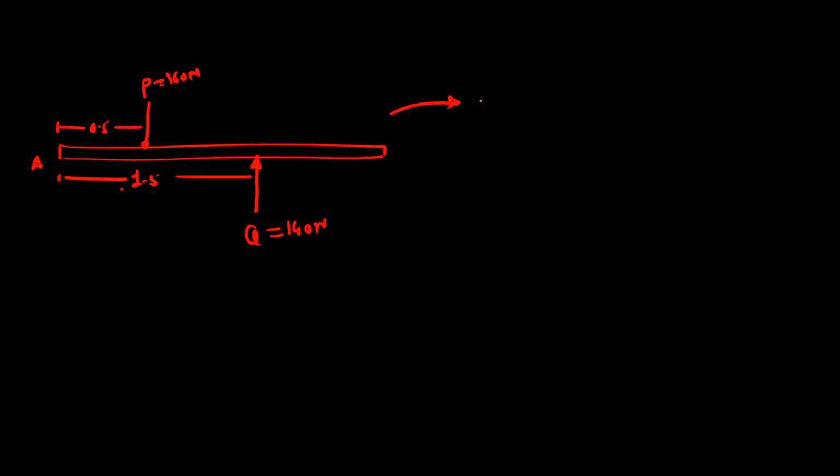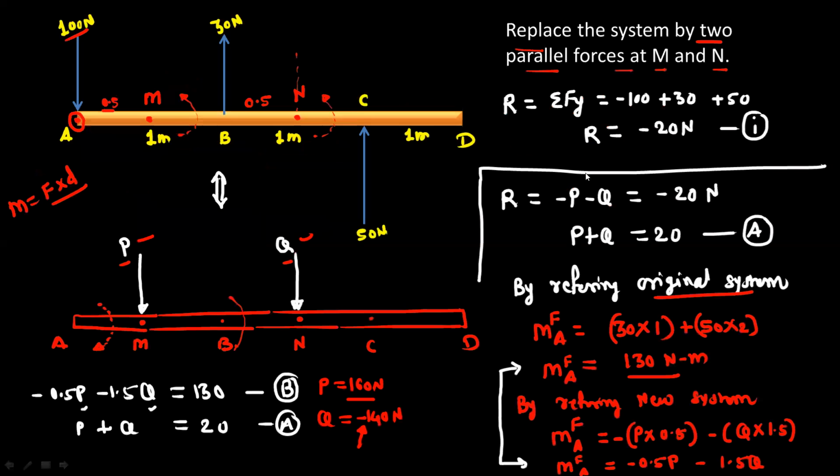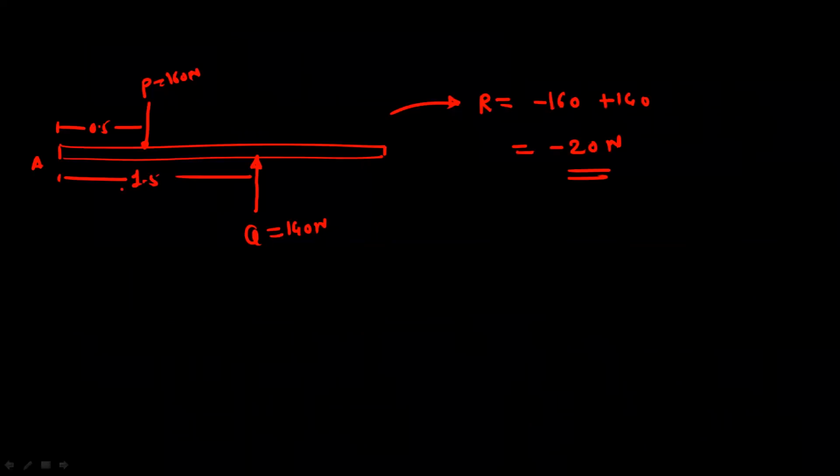For this final system, your resultant value is minus 160 plus 140. So this is equal to minus 20 Newton. It is the same value. R is equal to minus 20. Okay. And also you can take the moment about A, you will get the same answer. So if you take the moment of all the forces in the new system about A, this will be 160 into 0.5, this is negative, plus 140 into 1.5. Okay. So you can check this answer.